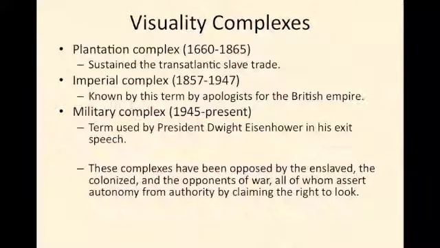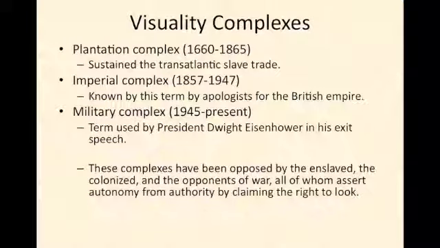So his three visuality complexes. The first one is the plantation complex from 1660 to 1865, which sustained the transatlantic slave trade. The next is the imperial complex from 1857 to 1947, and this term was used by apologists for the British Empire. And then the next one is the military complex, which is from 1945 to today, and this term was used by President Dwight Eisenhower in his exit speech.